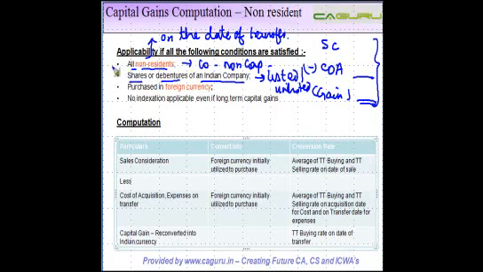So, two conditions. One, you are a non-resident on the date of transfer; whether you are a company or a non-company doesn't make a difference. Second, you purchase shares or debentures of an Indian company, which can be listed or unlisted. Third, you purchased such shares or debentures in foreign currency. This is important: if you purchase shares or debentures in Indian currency, then this is not applicable. And this provision is basically section 48.